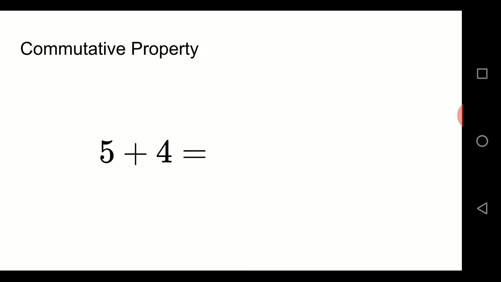Suppose you are adding two numbers. Here I have 5 and 4. If I add these two numbers, I'm going to get 9. But if I rearrange this as 4 plus 5, is that going to change my result? No, it's not going to change my result. I'm still going to get 9. So this is commutative property. Changing the order of the addition doesn't change the result.